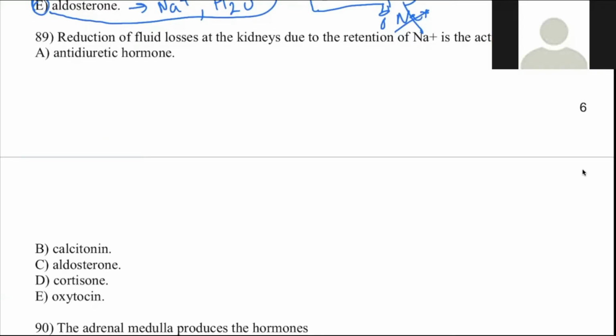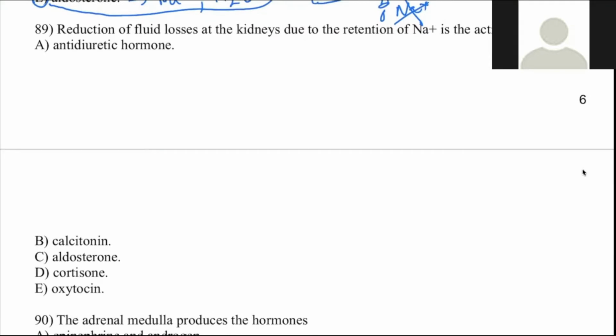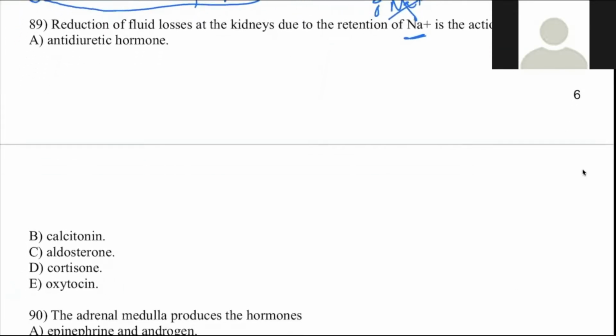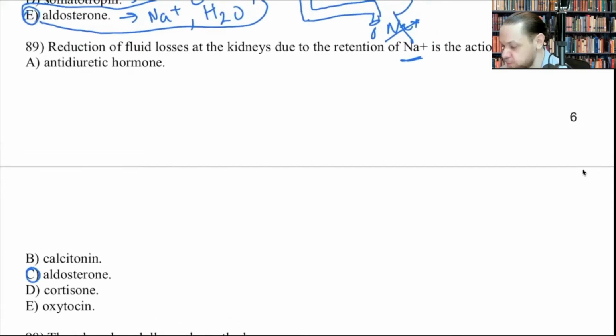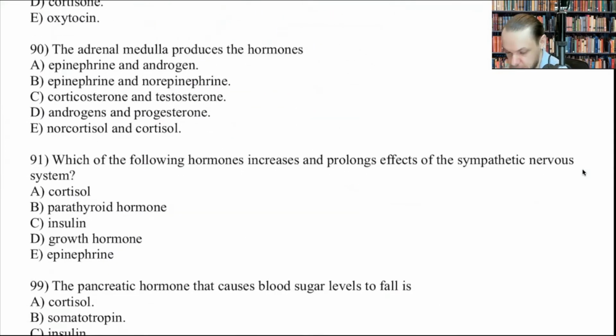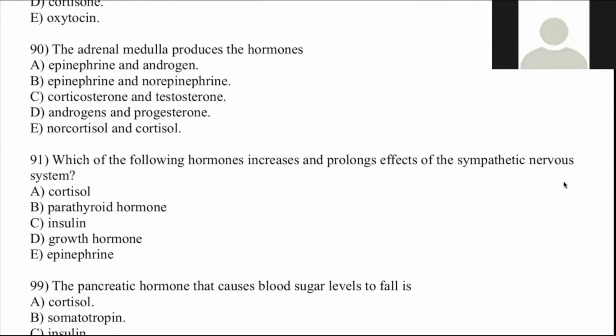Reduction of fluid losses at the kidney due to the retention of Na+ is the action of antidiuretic hormone. So here it's specific, right? Retention of sodium. So the aldosterone? Correct, aldosterone. The reduction of fluid loss by itself would be antidiuretic hormone. But when they say secondary to retention of sodium, what retains sodium? Aldosterone retains sodium, right? So keep that in mind. This is more specific. All right, 90, we are at Larry.